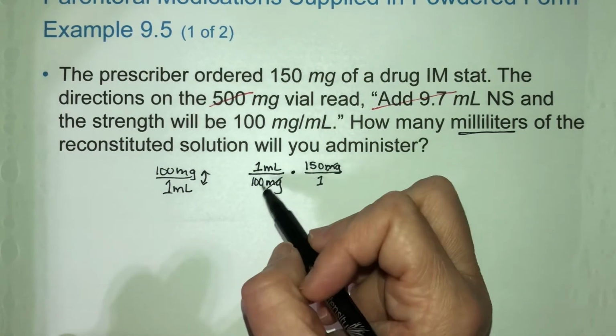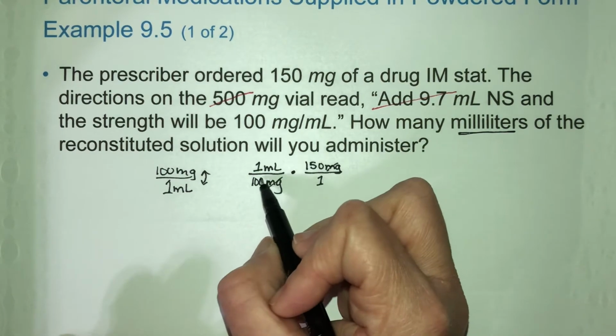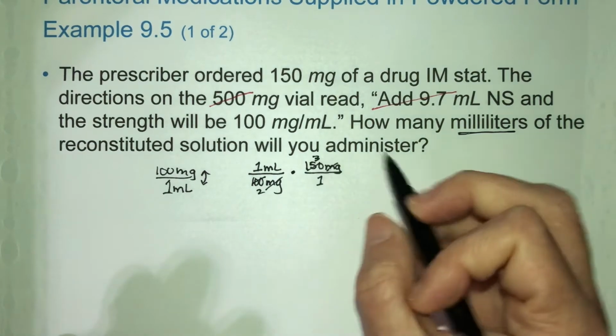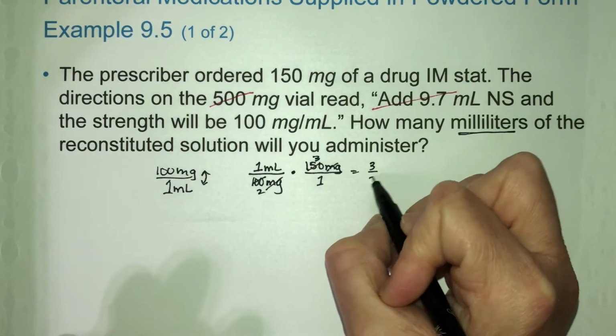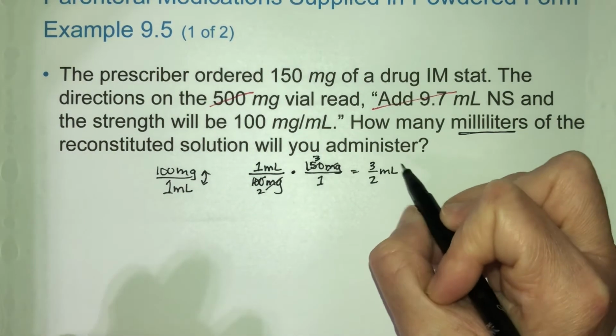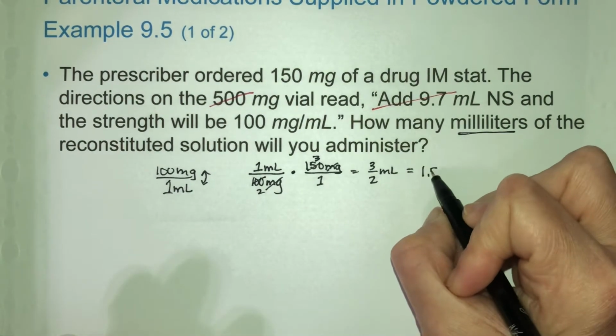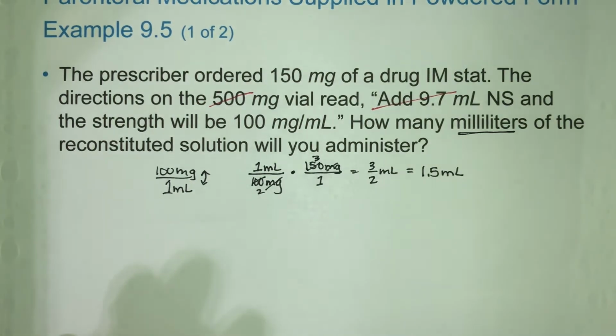You can think of reducing this. If I divide this by 50, I get a 2. Divide this by 50, I get a 3. So this is 3 halves of a milliliter, and if you divide 3 by 2, you find out you get 1.5 milliliters. And that should be the solution. Okay.